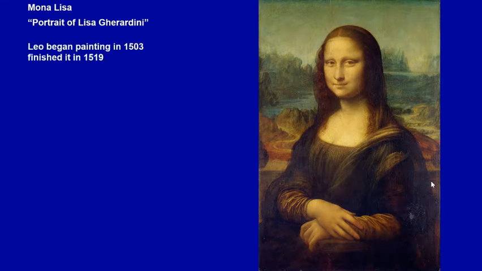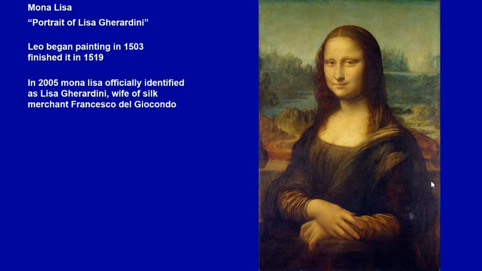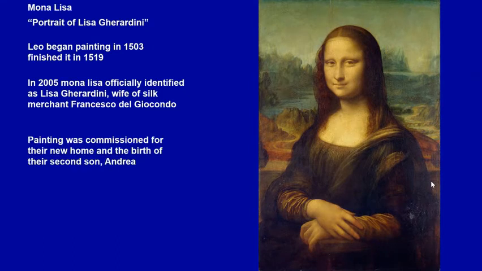In 2005, some documentation had become available that proved who the Mona Lisa was. And so she is Lisa Gherardini. He began this painting in 1503, finished it in 1519. Like I said, in 2005, Mona Lisa was officially identified as Lisa Gherardini, the wife of a silk merchant, Francesco del Giocondo. The painting was commissioned for their new home and the birth of their second son, Andrea.